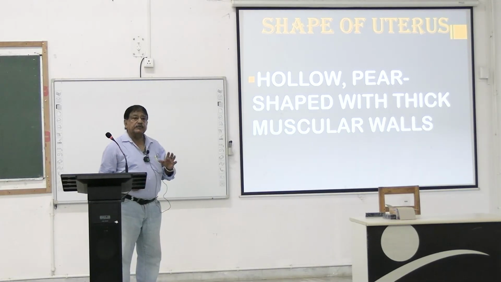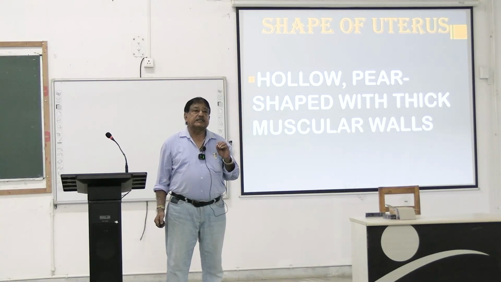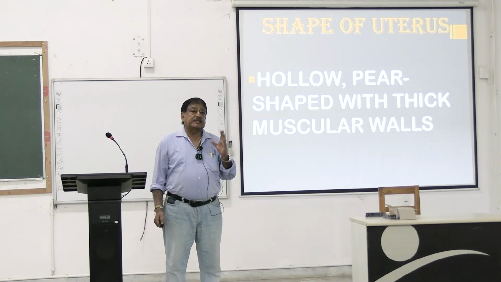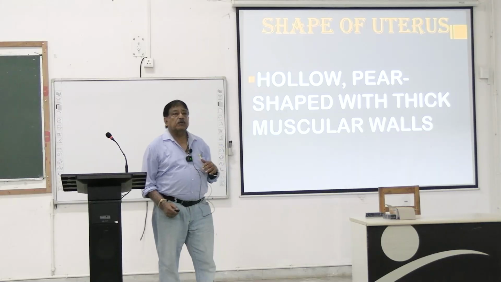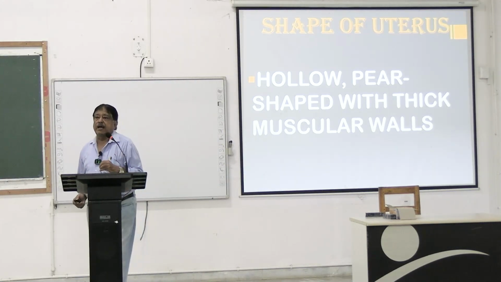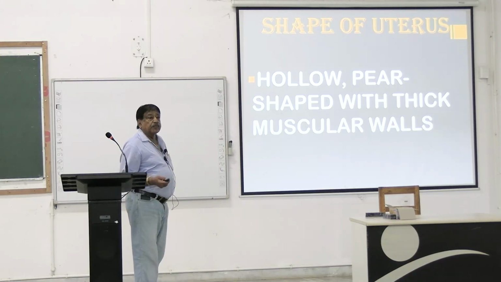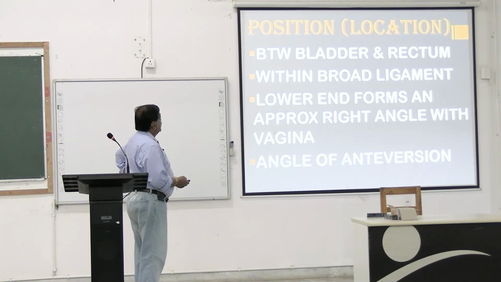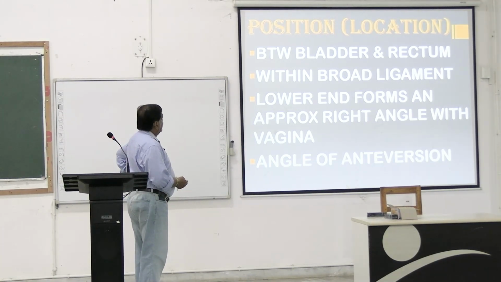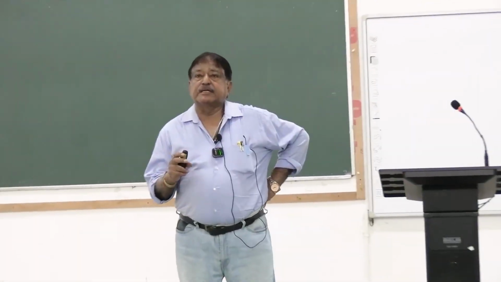Now, the shape of the uterus: a full question can come, a 10 marks question can come. Describe the uterus and describe the supports of the uterus. Supports of the uterus is a question very commonly asked, and also in viva you will be asked the supports of the uterus. The position: between the bladder and the rectum, within the broad ligament, lower end. The short question comes on angle of anteflexion and anteversion.